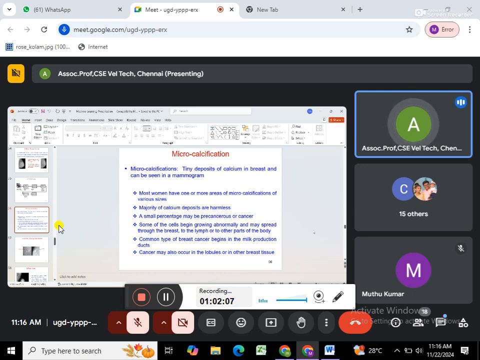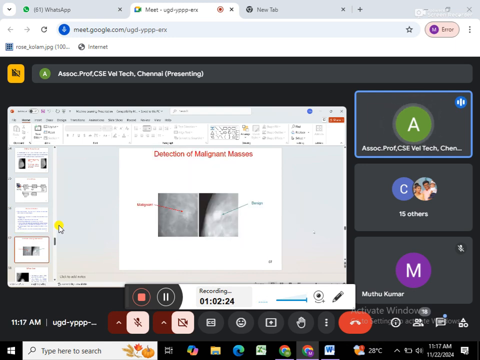So the common type of breast cancer begins in the milk production ducts. In that, the cells start spreading, and cancer may occur in the lobules as well, the breast tissues as well. So, for example, in these images you see here, the white is seen here, and this one is malignant, this one is benign. Malignant type images are identified with our system.